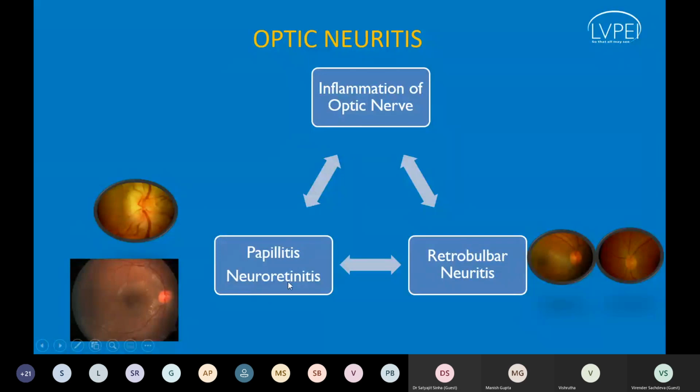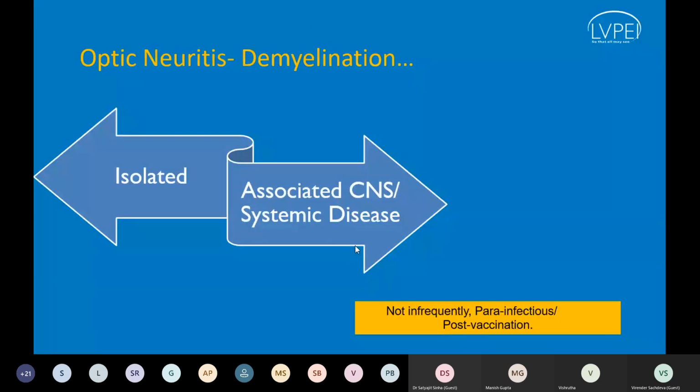The neuroretinitis disease has a different etiology, and it is not related to demyelinating kind of optic neuritis, whereas retrobulbar neuritis and papillitis are highly suggestive that the patient is having a demyelinating disease. So what are the demyelinating diseases we are thinking about? It could be an isolated demyelination which is affecting the optic nerve, or it could be demyelination in association with a CNS or a systemic disease. It is also common, especially in our country, that we see post-vaccination or para-infectious demyelination. The body is responding secondary to the infective agent and develops a demyelinating response.